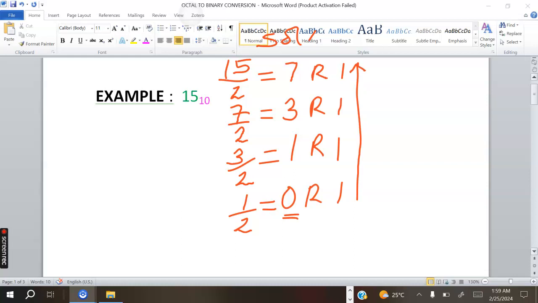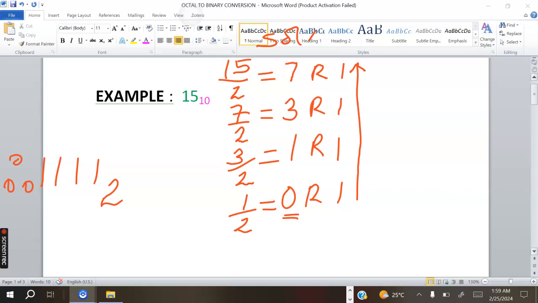Therefore, the final answer, reading the remainders going upward, is 1, 1, 1, 1. There are supposed to be 4 ones. Then you write the answer with base 2, to show that we have converted the number from decimal to binary. The answer is supposed to have a base 2.